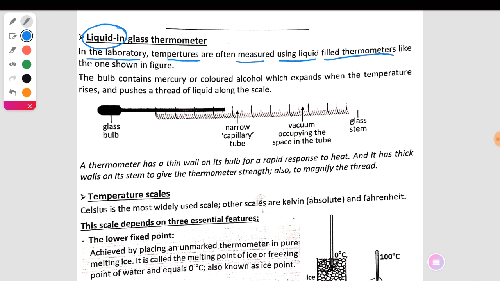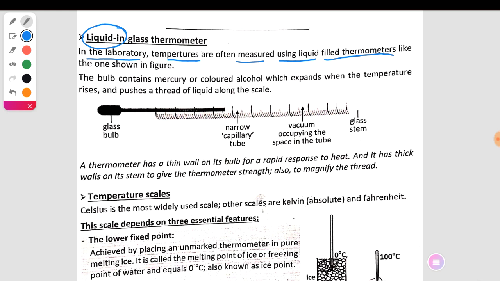The substance which we use in the thermometer must have certain properties: it must be affected by any change in the temperature of the medium, and this causes a large change in a physical quantity, like the volume of liquid increases, the length of liquid increases, the pressure of substance increases. These are the characteristics of a substance which can be used in a thermometer.